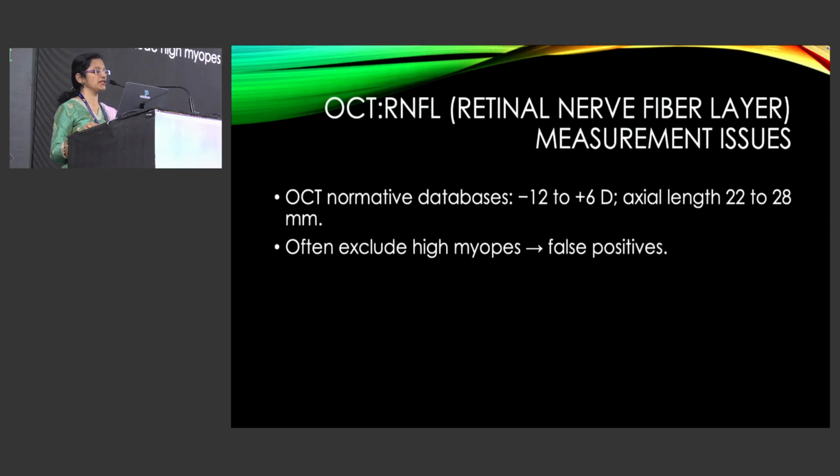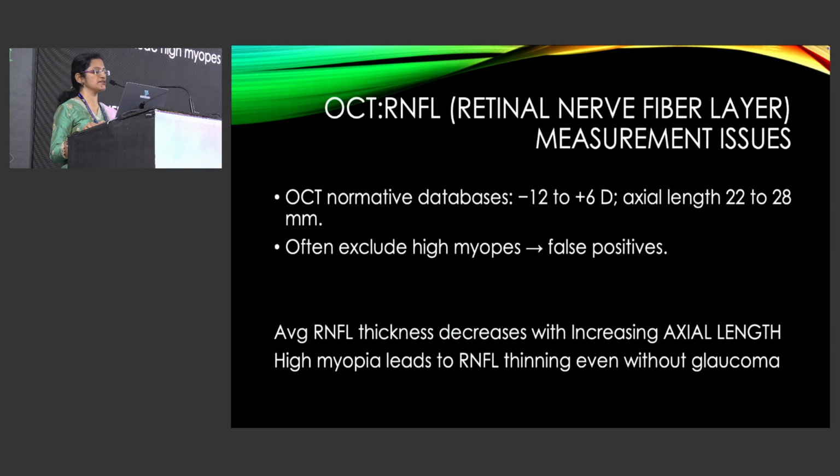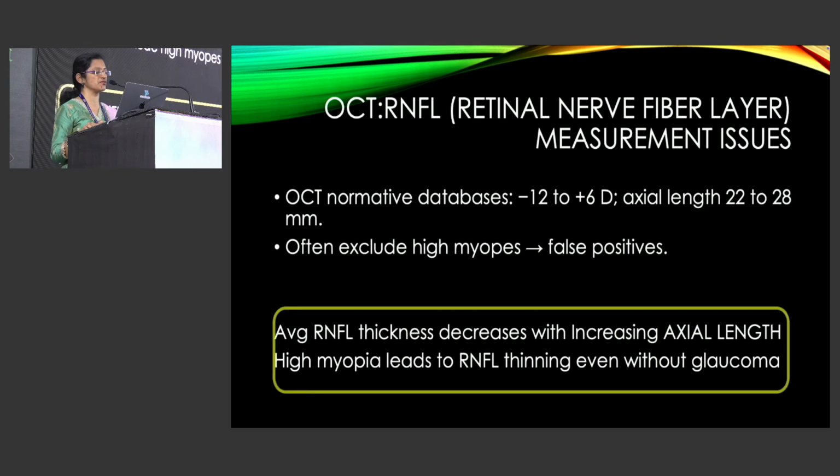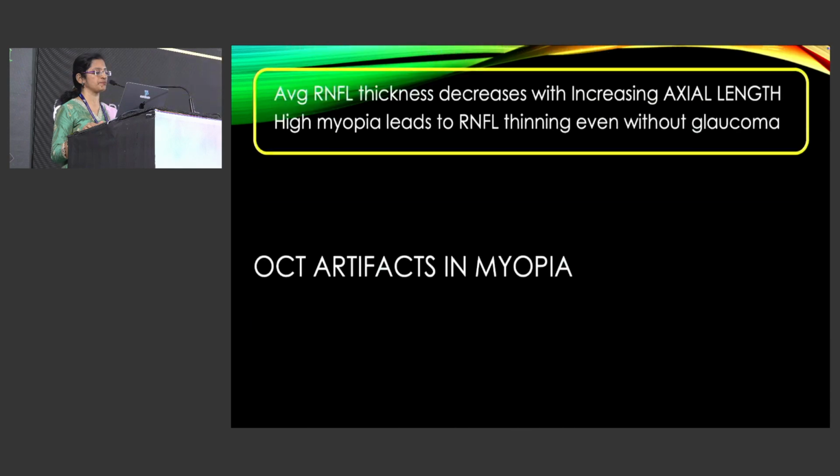OCT RNFL, again, usually the normative database excludes the high myopes. So hence, usually it shows wrong values. And the average RNFL thickness decreases with increased axial length. So high myopia already has a lesser RNFL even without glaucoma. So this also should be taken into consideration while seeing the RNFL map.